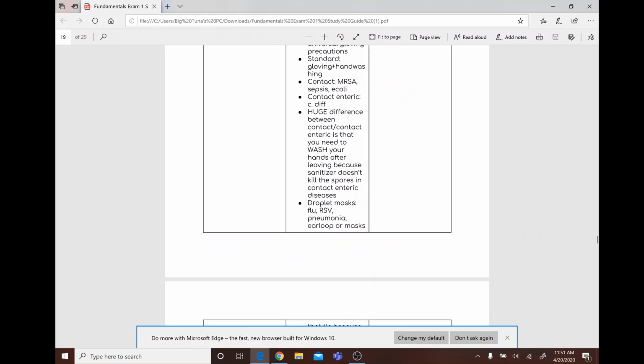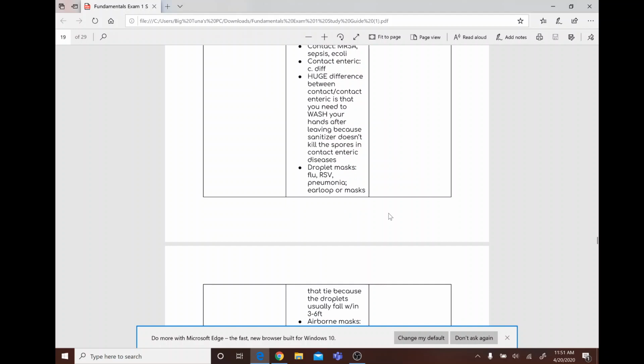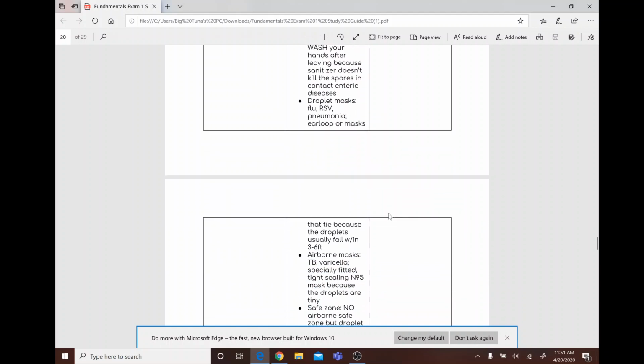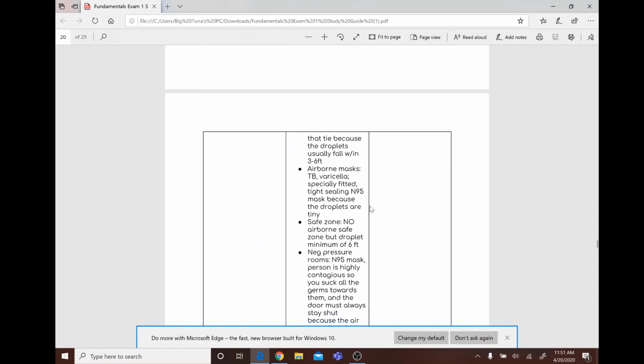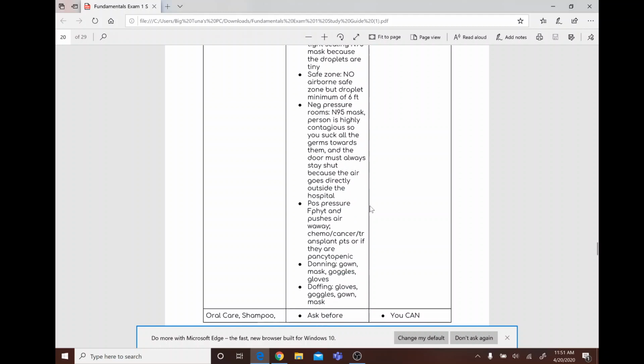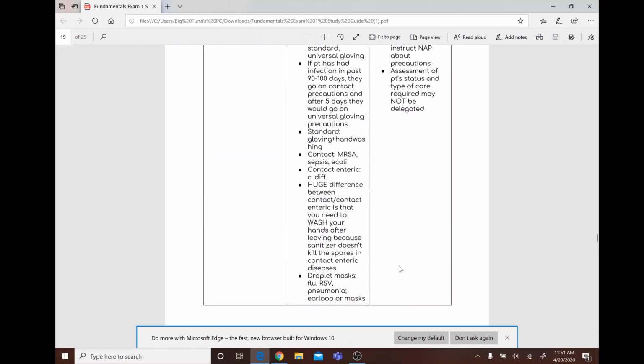All right, what conditions would cause us to use droplet masks? Flu, RSV, and pneumonia. What conditions would cause us to use airborne masks? TB and varicella. Okay. What's the process of donning PPE? Gown, mask, goggles, gloves. What's the process of doffing PPE? Gloves, gown, goggles, mask.